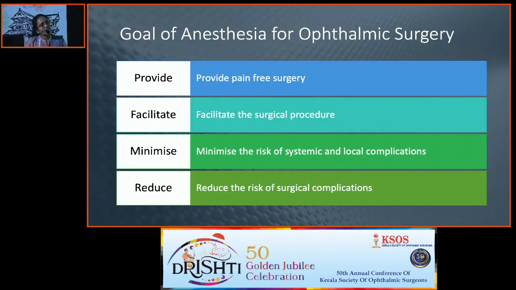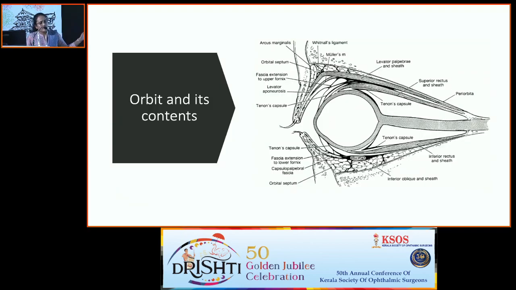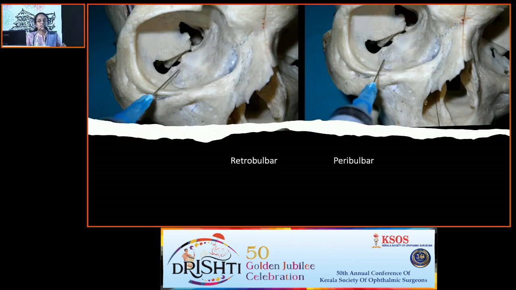Now, the goal of anesthesia in ophthalmic surgery, or any surgery in general, is to provide a pain-free surgical experience, to facilitate the surgical procedure, to minimize the risk of complications associated with the anesthesia, as well as to reduce the risk of surgical complications. A thorough understanding of the orbital anatomy is essential if you're planning any needle-based procedure.